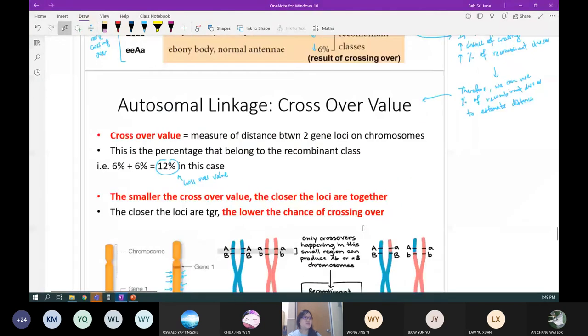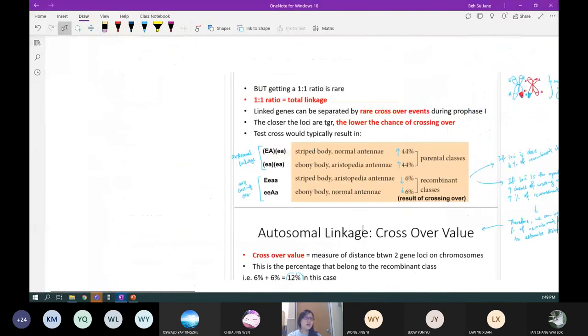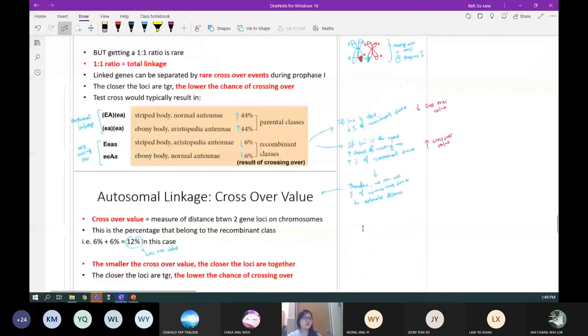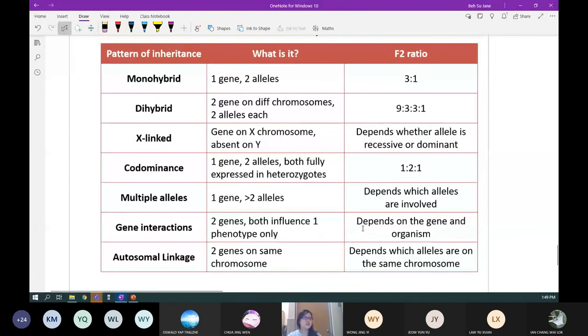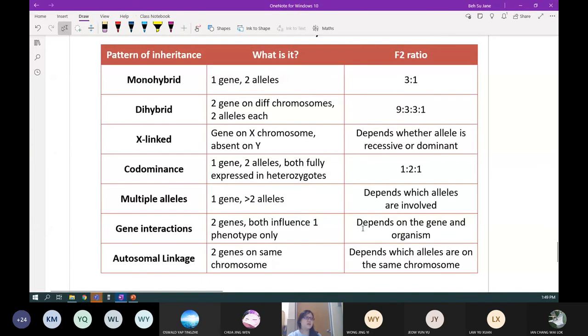I hope that is clear. Because we are done! Autosomal linkage. So far, we have done all these, okay? Now, let's look at the F2 ratio. Let's try to break it down bit by bit.